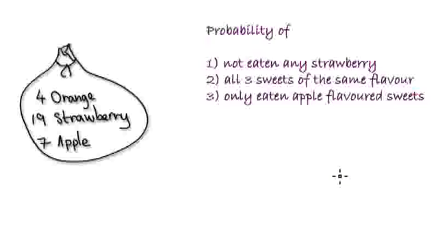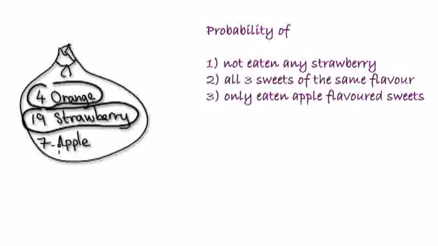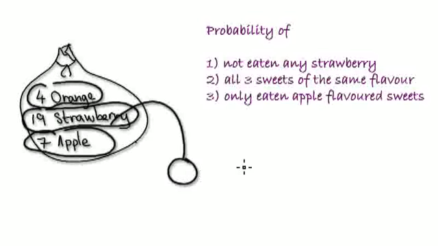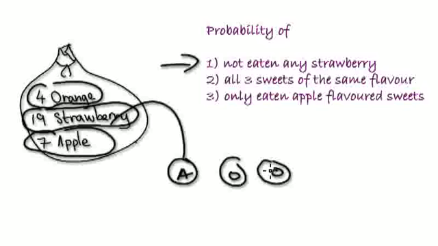Let's see if you guys can do this one here. I've got a bag of sweets, and inside this bag there are 4 orange flavored sweets, 19 strawberry flavored, and 7 apple flavored. Now I'm going to eat 3 sweets at random. One, two, three. For the first question, what is the probability of me not eating any strawberry flavored sweets? So it could be apple, orange, or whatever.